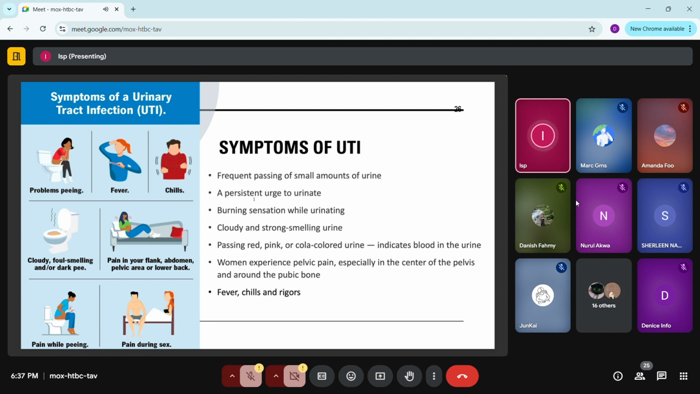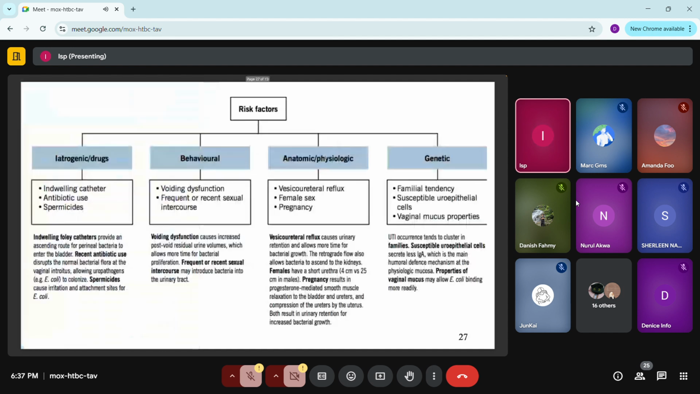When the infection starts to track up and becomes an upper urinary tract infection, patients tend to have loin to groin pain. When you do a renal punch, the patient will have pain at the back, a positive sign of renal punch.